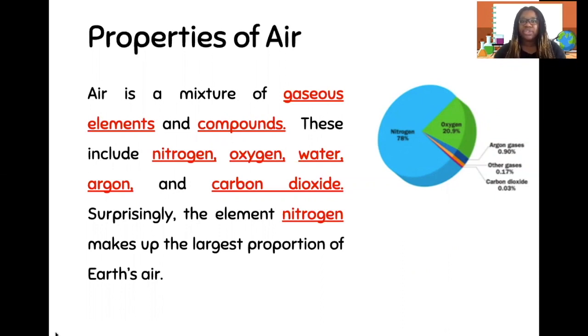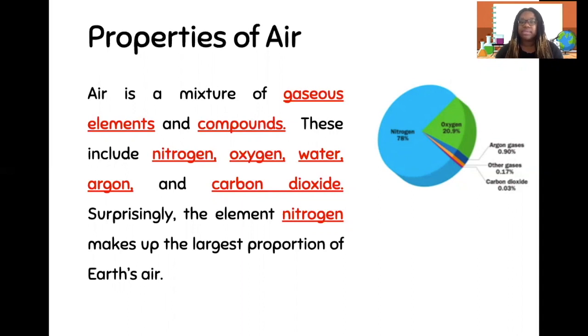These include nitrogen, oxygen, water, so water vapor, argon, and carbon dioxide. And surprisingly, the element nitrogen makes up the largest portion of Earth's air. So if you look at this pie chart over here, it shows you 78% of our atmosphere is made out of nitrogen.